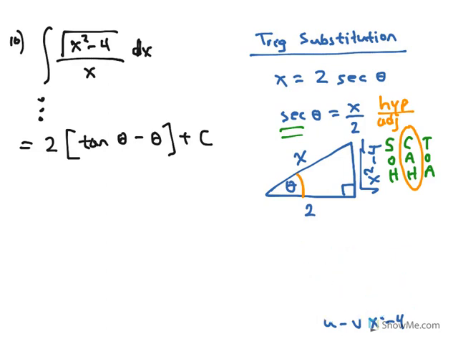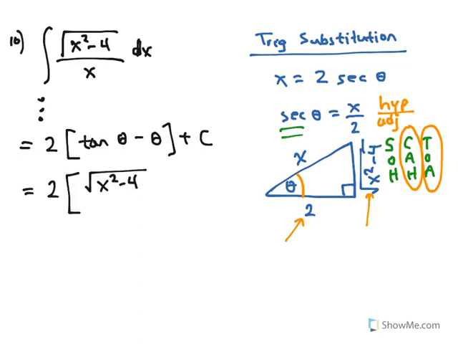With that, I'm able to go back to my original variable of integration, which is x. Using my triangle, I know that tangent of theta is the ratio of the length of the opposite side to the length of the adjacent side. So tangent of theta would be opposite over adjacent. It would be the square root of x squared minus 4 over 2. And then theta can be found, and there are different possible expressions for theta in terms of x.